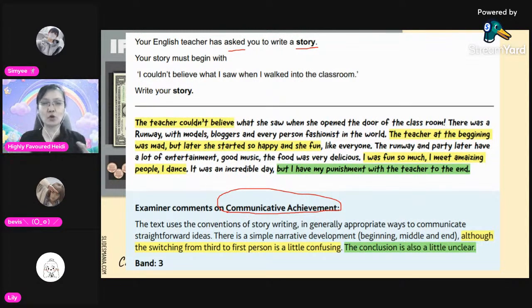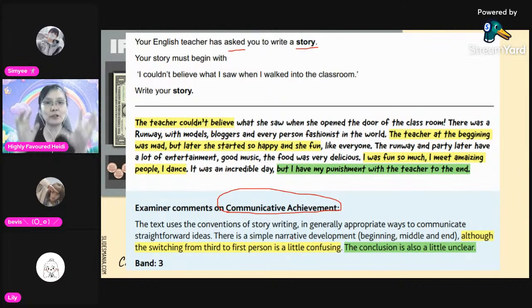Then after that, the conclusion. But I have my punishment with the teacher to the end. Suddenly, what happened? Because he was saying that I have fun, I meet amazing people, I dance. Then why suddenly punishment in the end? So a little bit unclear about that part. Must tell more to know why at the end she or he is being punished. Okay, all right. So that's why it will be confusing.